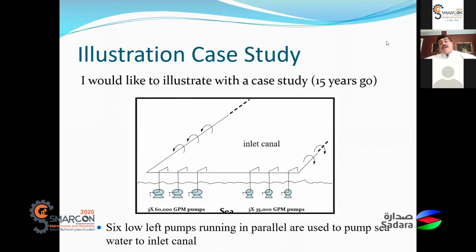So I would like to start with an illustrative case study. I'll try to illustrate the importance of downtime based on this case study that we actually handled about 15 years ago when I was with the consulting services department. As you can see here, there are 6 pumps, 3 big ones rated at 60,000 GPM and 3 small pumps rated at 35,000 GPM.